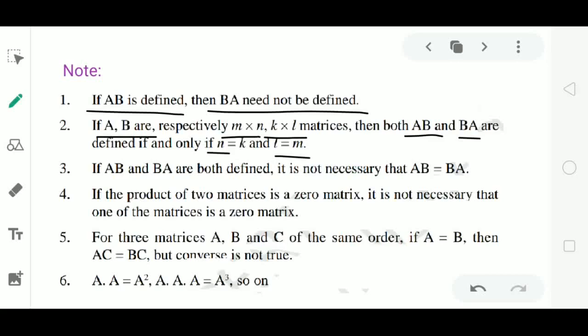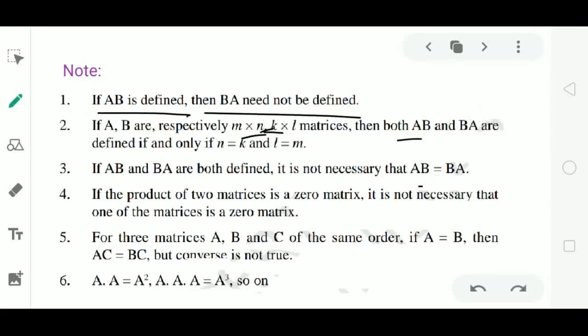If A and B are of order M by N and K by L respectively, then AB will be defined only if number of columns of A equal to number of rows of B. That is, if N is equal to K. And BA will be defined if number of columns of B equal to number of rows of A. Number of columns of B is here L. Number of rows of A is here M. So BA will be defined if M is equal to L or L is equal to M. Therefore, both matrices AB and BA will be defined if and only if N equal to K and L equal to M.